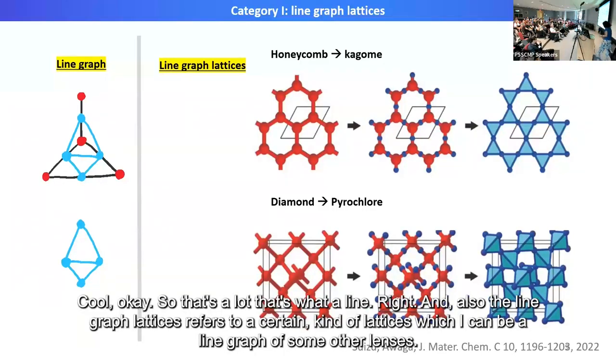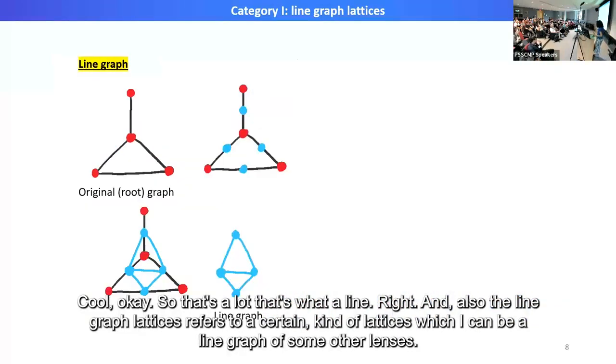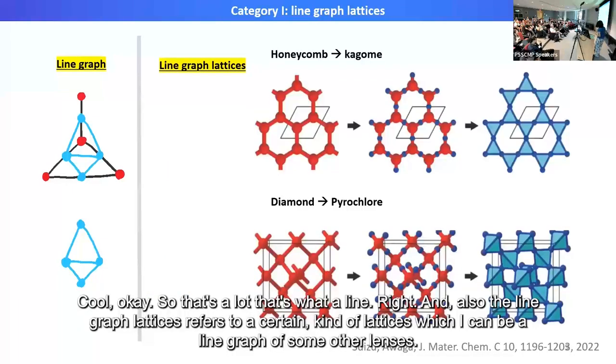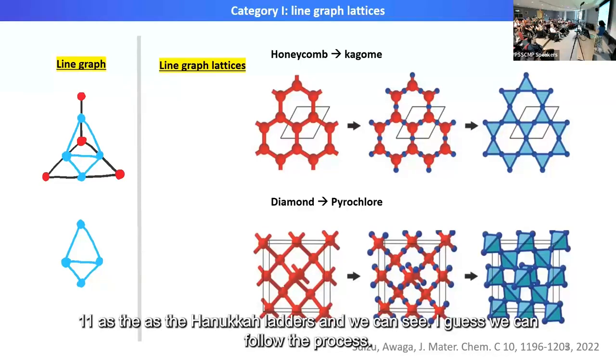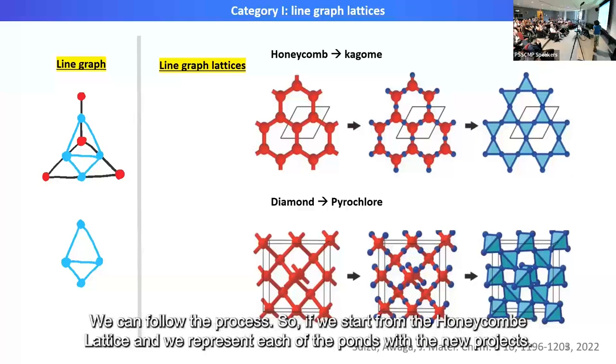Cool. Okay, so that's a line. That's what a line graph is. Right. And so the line graph lattices refers to a certain kind of lattices which can be a line graph of some other lattices. For instance, the Kagome lattice is a line graph lattice, and the original graph of the Kagome lattice is the honeycomb lattice, and we can follow the process.